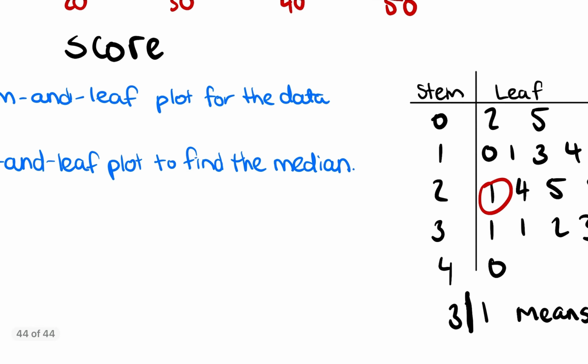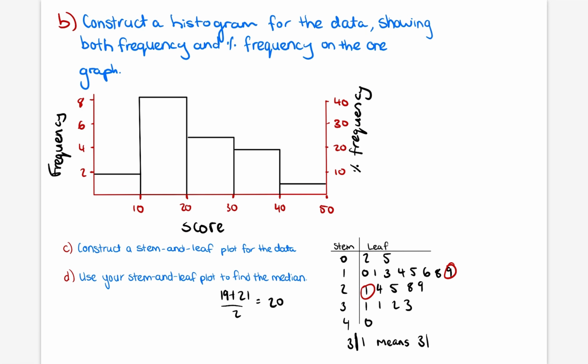So we find the average of them. So I'm going to go 19 plus 21, and then we divide that by 2, which gives us a median of 20. And then that is it for this. So I hope that makes sense.